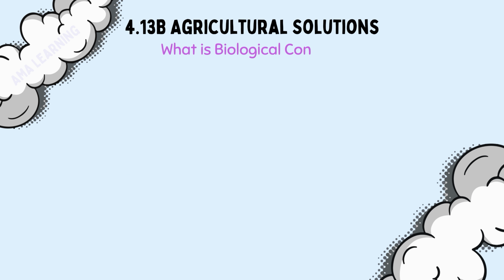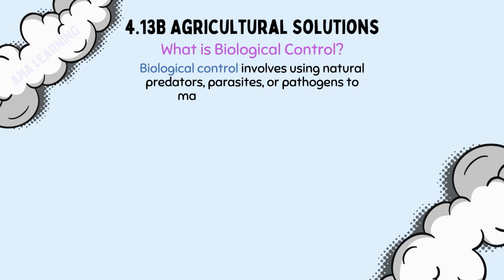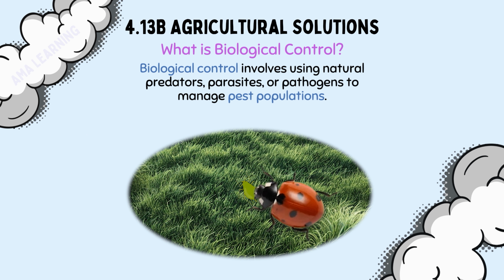What is biological control? Biological control involves using natural predators, parasites, or pathogens to manage pest populations. It is an alternative to using pesticides. For example, farmers use ladybirds to control aphid infestations.